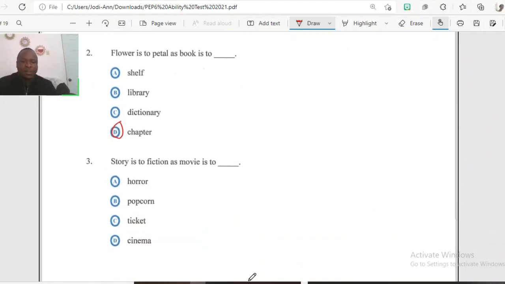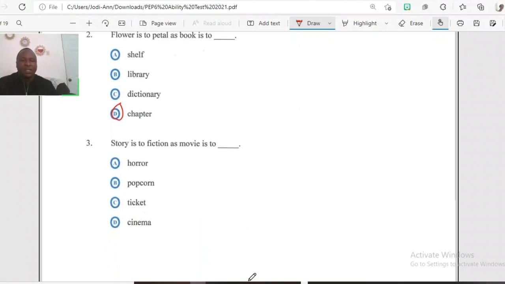Moving on to question 3. Story is to fiction as movie is to. Now, again, you have to look at the relationship between the first pair. Story is to fiction. Now, fiction is a type of story. We are going to have to look at the options to see which one of these options is a type of movie. So we have horror, popcorn, ticket, and cinema. The only type of movie that is there is horror.